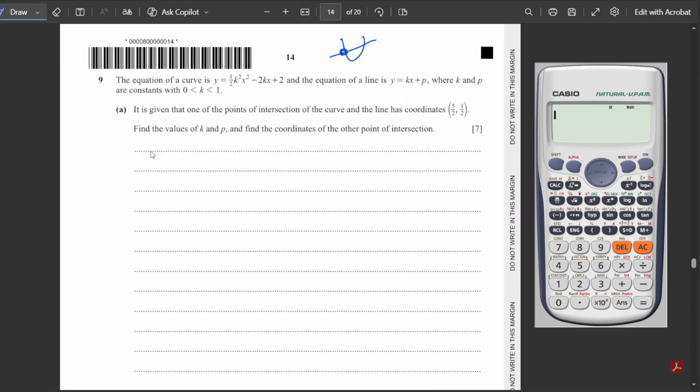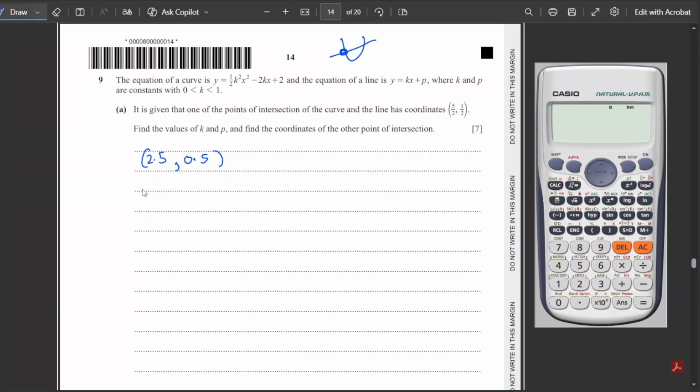Now, I'm going to write these coordinates in decimals as well. So 5 by 2 is 2.5, and 1 by 2 is 0.5. Therefore, let's chuck these coordinates into the curve equation. The curve equation is y equals 1 by 2. Sorry, instead of y, I have to put in the value for y. Let me just do that. So what is y?